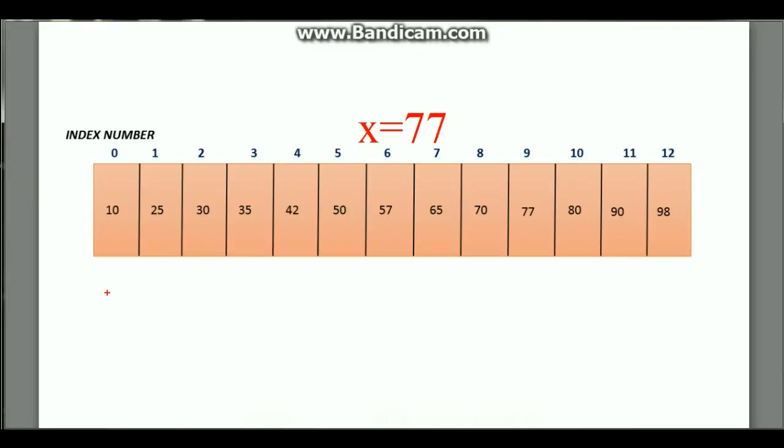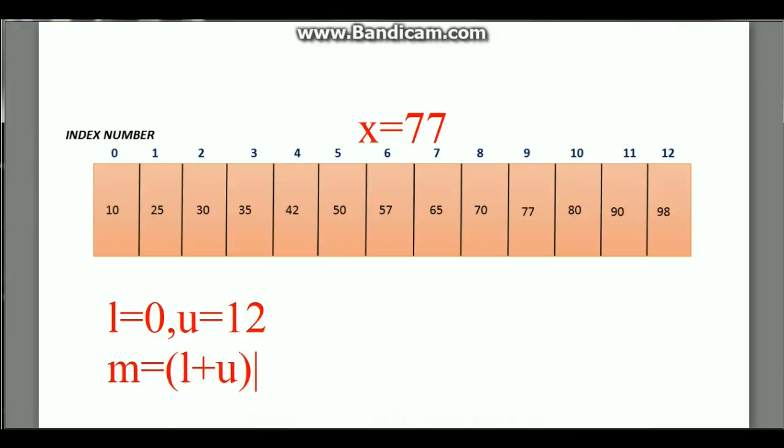Now for this we need a lower limit. Your lower limit will be equal to 0 for the first case, and your upper limit will be equal to 12, and then you will have your middle element. The middle element is the sum of lower limit plus upper limit, divided by 2. So for this case it is equal to 6. 12 plus 0 divided by 2 is 6. Now you can see at 6 you have a number which is 57.